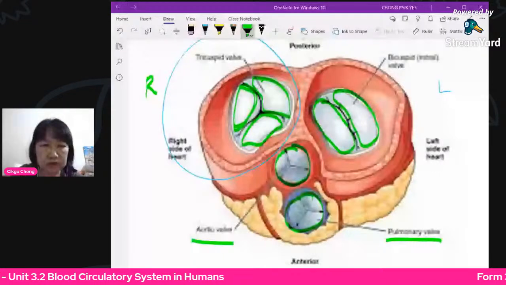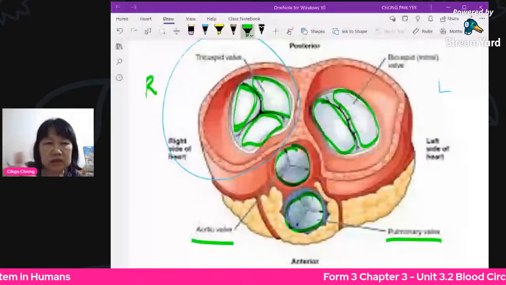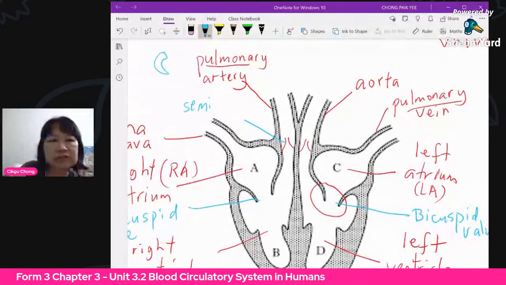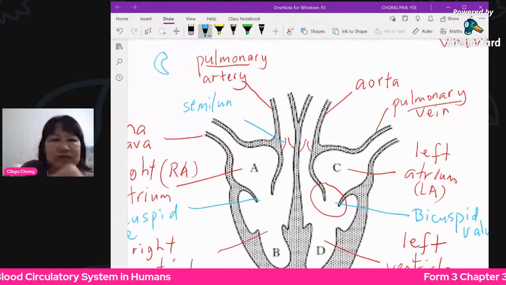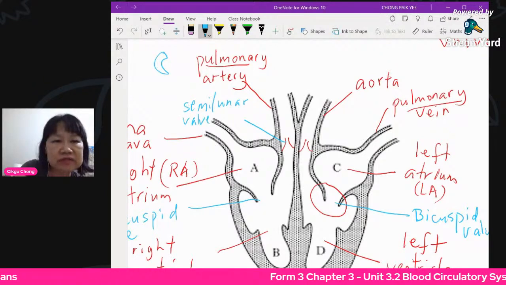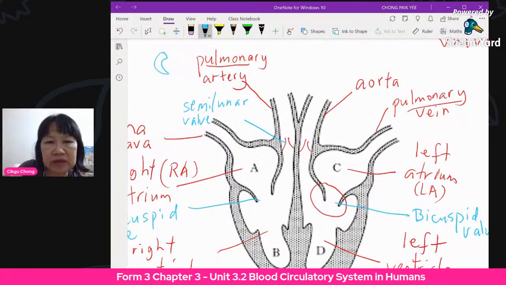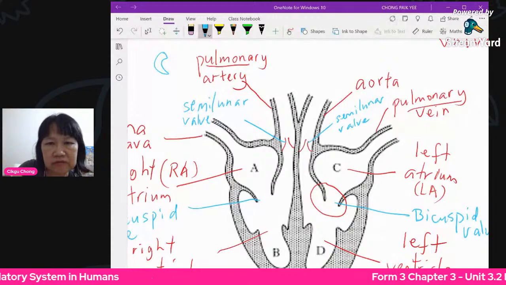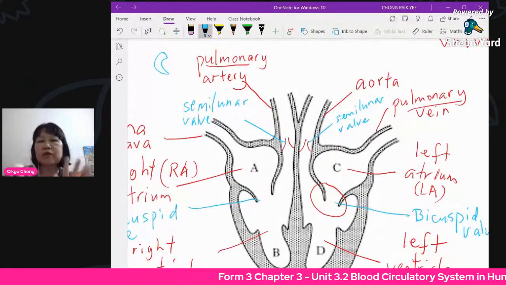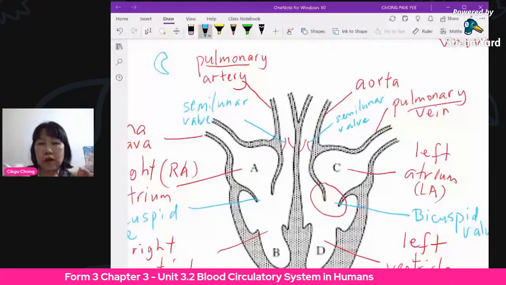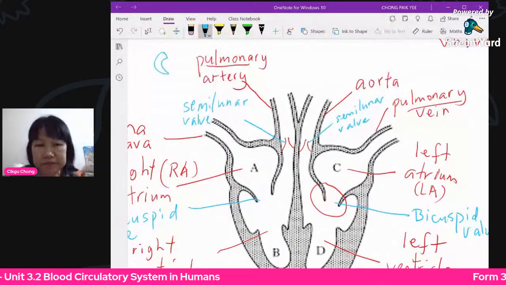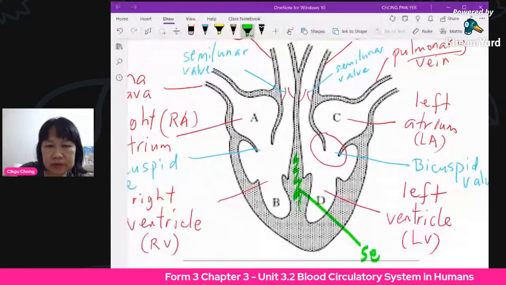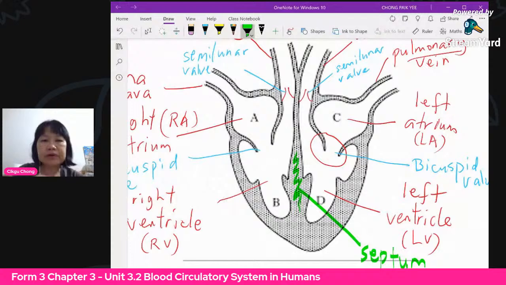So I write down here, the name is the same. Lunar is like the moon shape, half moon shape. So we call them semi-lunar valves, and this is another semi-lunar valve. Now you have learned 4 chambers, 4 blood vessels and 4 types of valves. Also, don't forget the name of the middle part where it separates: this is called the septum. It separates the left and right sides of the heart.